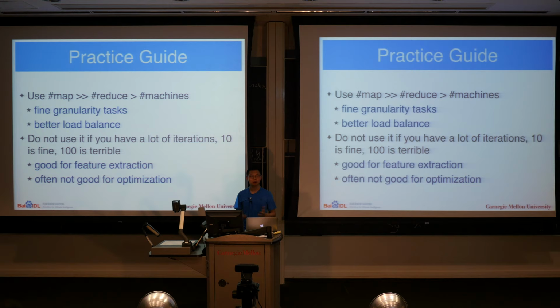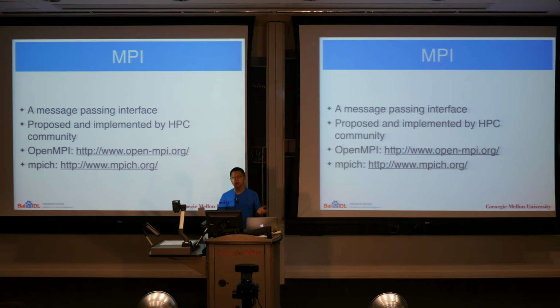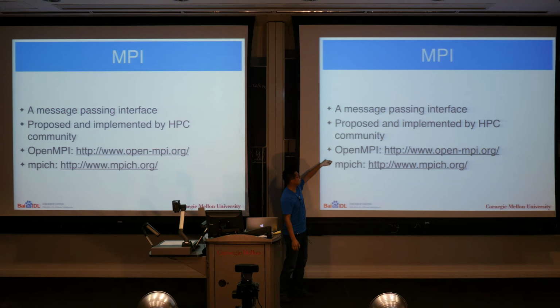The next model, another one that is most widely used, especially for machine learning, is MPI, the Message Passing Interface. It was proposed by a different group of people, the HPC people. There are two widely used implementations, OpenMPI and MPICH. I really don't know what the difference is. I know there are some slight semantic differences between the APIs of these two. For example, for the all-gather operation, one does not assume you have an order between the machines, but the other guarantees an order. So this is slightly different, but generally speaking, they are almost the same.